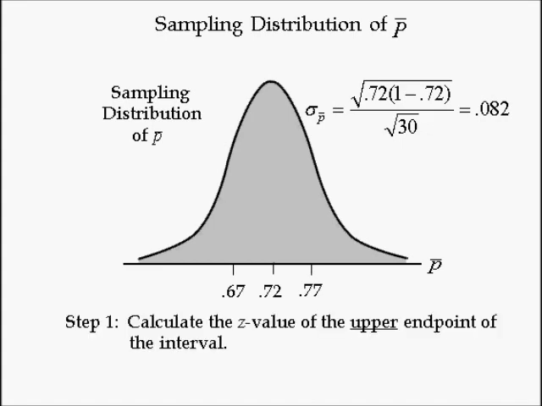In step 1, we calculate the z-value of the upper endpoint of the interval. All we do is we take the difference between 0.77 and the mean, the expected value of the proportion, 0.72. Divide that by the standard deviation of p bar, which is also known as the standard error of the proportion. So we get a z of 0.61. This means 0.77 is 0.61 standard deviations above the mean 0.72.